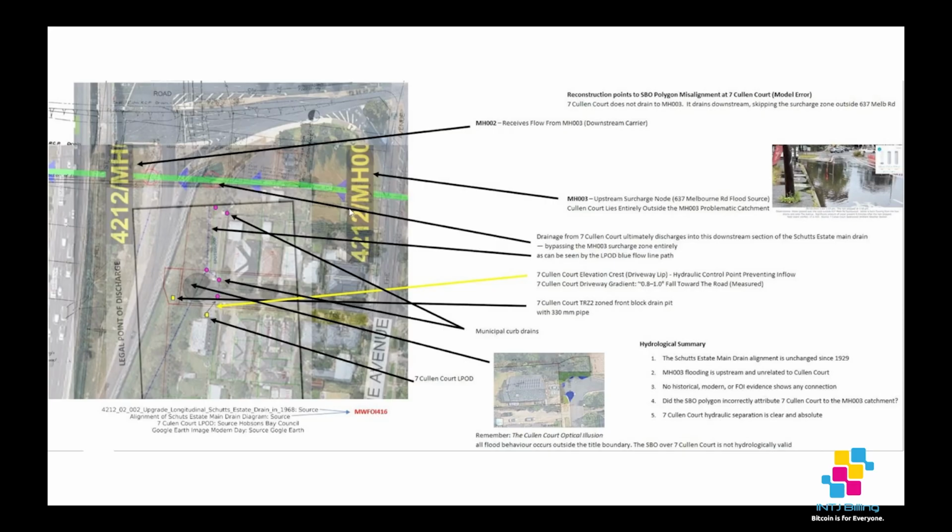And that image, you can see, here's the green line here of the drain that runs through Schutts Estate. And over the top of that, I've overlaid the 7 Cullen Court legal point of discharge. Okay, so the legal point of discharge document I obtained from Hobsons Bay Council, and then I've overlaid a Google Earth map. It's a top-down view where you can see 7 Cullen Court here, 16 Cullen Court here, Schutts Estate, made up of 641 Melbourne Road here and 637 Melbourne Road here.